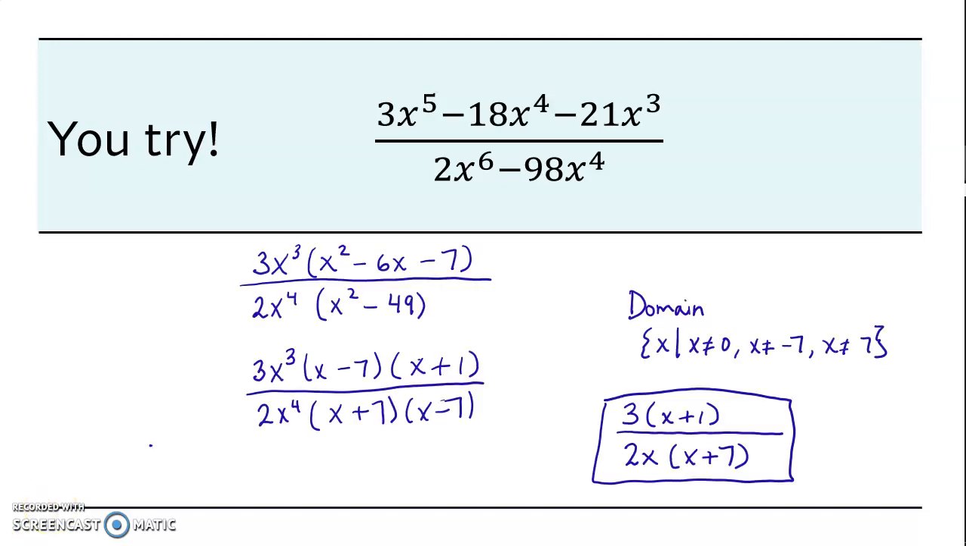Okay, for this problem, our domain can't be 0 because 2x to the 4th would be 0. It can't be negative 7 because that would make x plus 7 0, and it can't be 7. And then when we divide common factors, we get 3 times x plus 1 over 2x times the quantity of x plus 7.